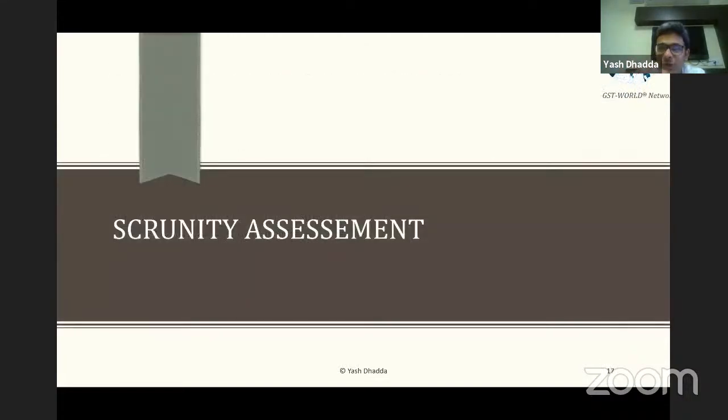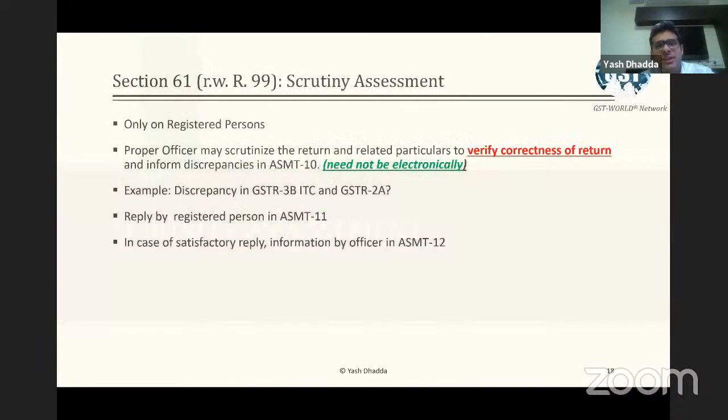Then the third one is scrutiny assessment. This is the assessment, I'm sure, which the majority of us have experienced in the last 2 years, where we get a notice called ASMT 10. That ASMT 10 notice, which all of us have seen, says there is a mismatch between your GSTR 3B and 2A, a mismatch between your GSTR 1 and e-way bills, your TDS and your GSTR 3B are not matching. Then they issue a notice in ASMT 10 asking us to give the reason, and in fact asking us to pay the tax. To do all of this, they get power from section 61, and there is a rule, rule 99, which is the rule for undertaking the scrutiny assessment.